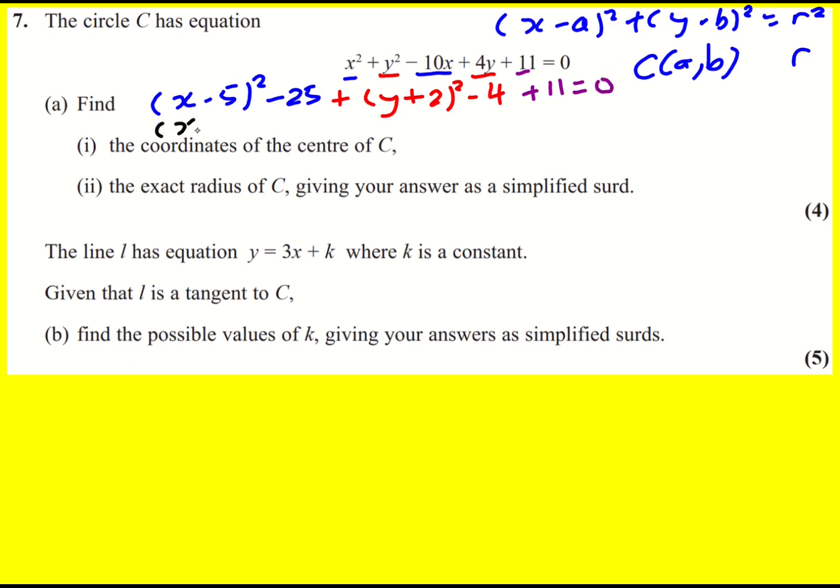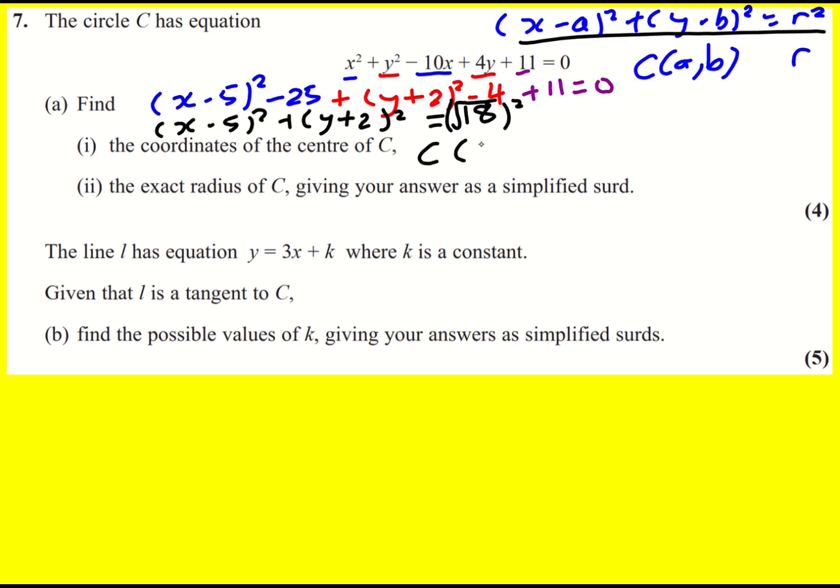Bring it together, so (x minus 5) squared plus (y plus 2) squared. I've got 11 minus 29. That's going to give me minus 18. And therefore this is going to equal 18. Or I could even write it as root 18 squared, because then it's exactly in this form.